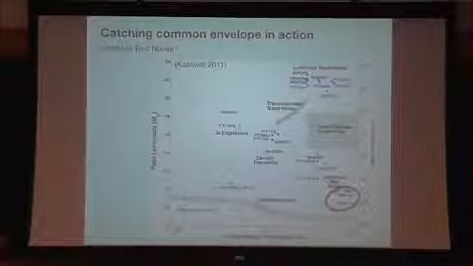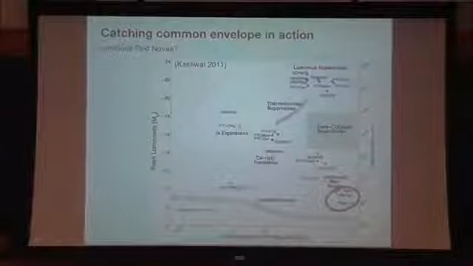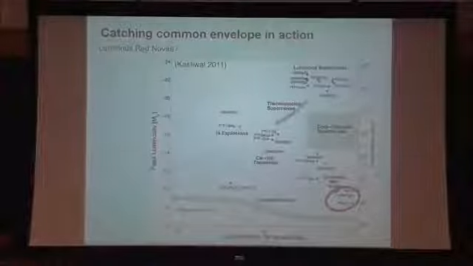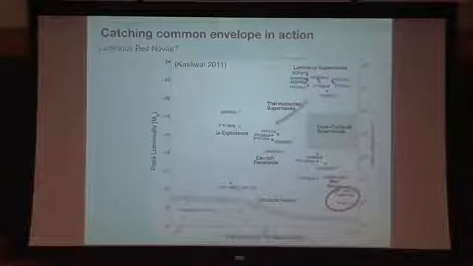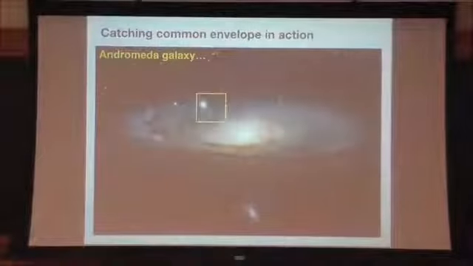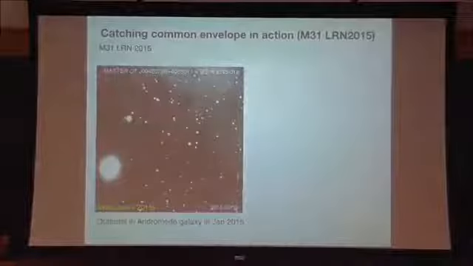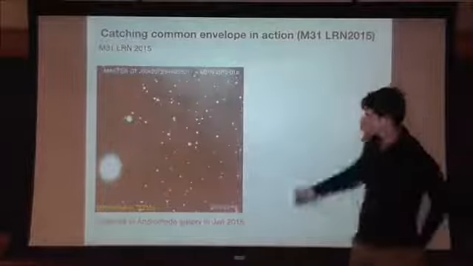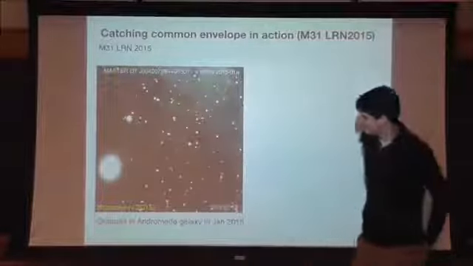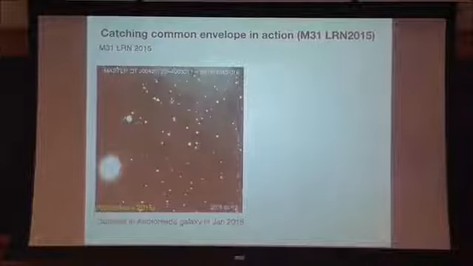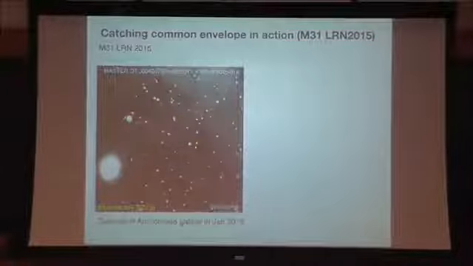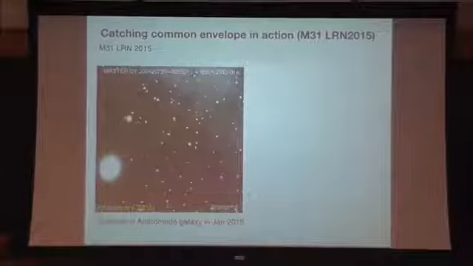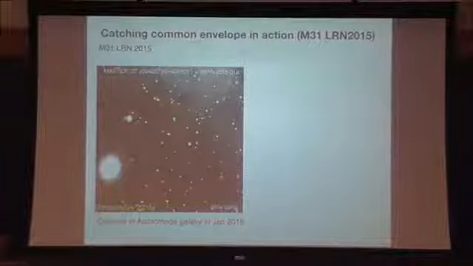So let me talk about one event in some detail, and then come back to the big picture. So in the Andromeda Galaxy, right over here, in January 2015, there was this really interesting event. So you can see it there. It was detected by the MASTER network. And people followed it up because they thought it was a classical nova in M31.